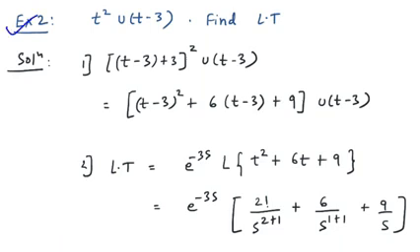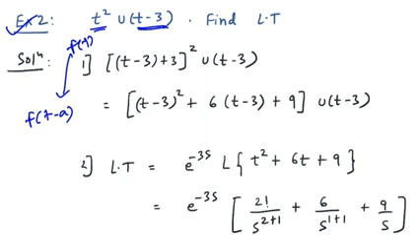So example 2: t square into u of t minus 3, tell me what would be the Laplace of this function. First of all, you have to note again, this unit step function is a shifted version at t minus 3, right? But this original function is at origin, f of t, it is at origin. So you have to somehow convert this function again to f of t minus a. You have to do some manipulation. So how to do that?